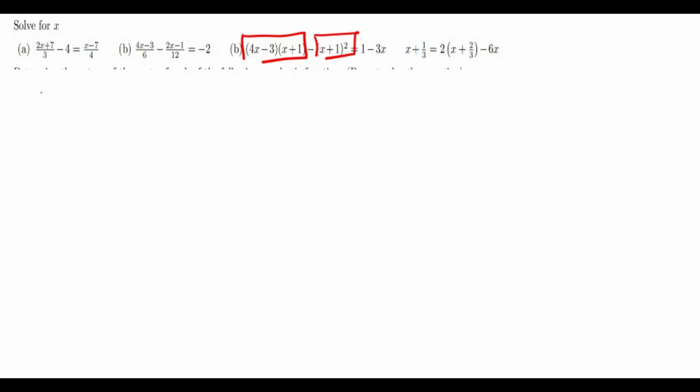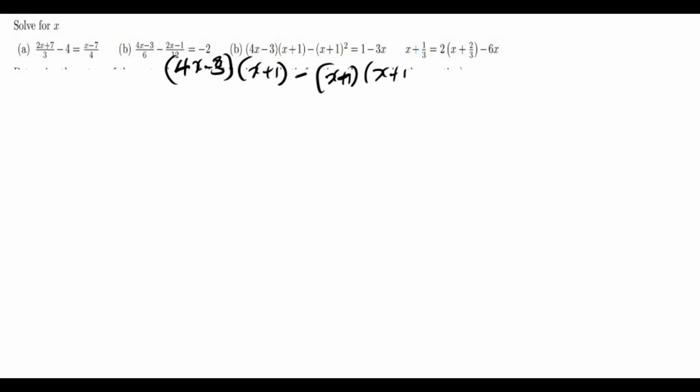So now if you have x plus 1 raised to the power 2, it's the same as x plus 1 and also x plus 1. Okay, so now what I'm trying to expand here is this. I'm going to rewrite this expression as 4x minus 3. I put them in brackets, then x plus 1, then minus, this one is going to be x plus 1, then x plus 1, then should be equal to 1 minus 3x. What I have written here is basically the same as that. Okay, so there we go.